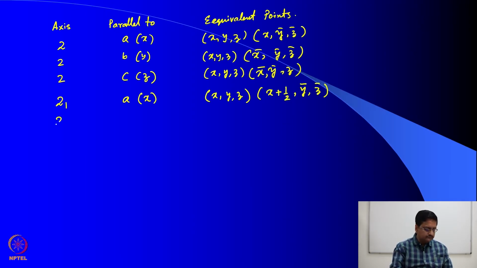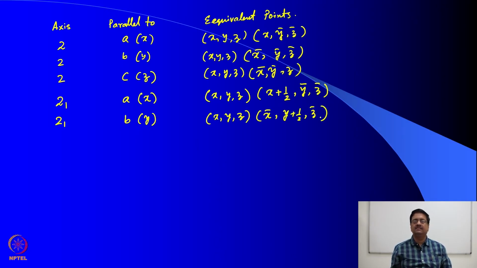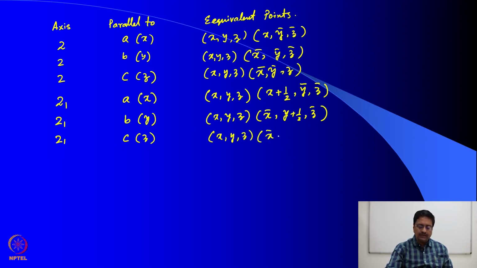Similarly, 2-1 parallel to B means it is parallel to y. So for that, x, y, z would eventually become x bar, y plus half, z bar, because the rotation is about y and the translation is along the y direction. Similarly, 2-1 parallel to C, or parallel to z, would mean the transformation of x, y, z coordinates to x bar, y bar, z plus half. Right?